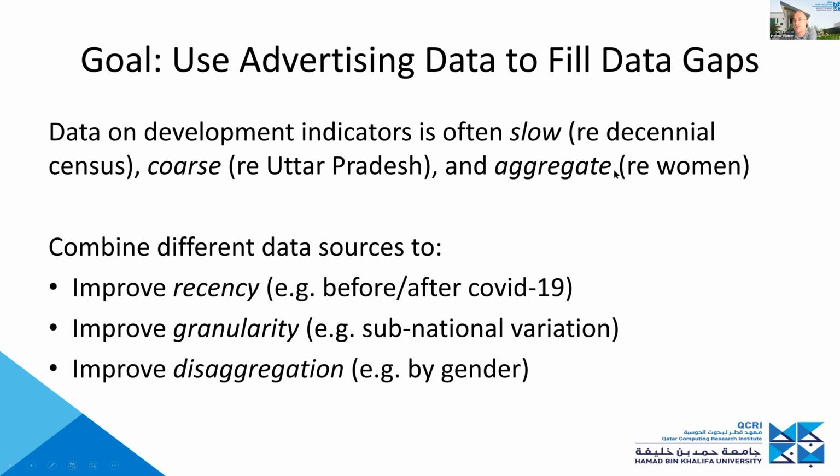And then there are other dimensions of disaggregation that are often missing, right? For example, gender. That's a dimension that we are interested in. So what does gender-specific poverty look like? It might not be the same as overall poverty. So we are basically trying to combine this advertising data with other data sources to have more recent estimates, more spatially granular estimates, and more demographically disaggregated estimates.